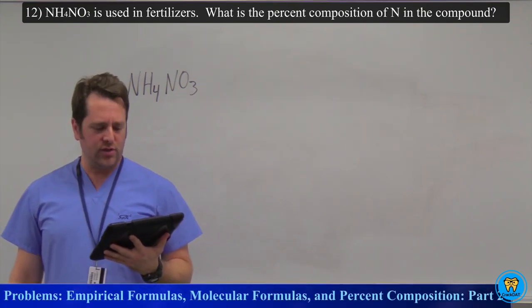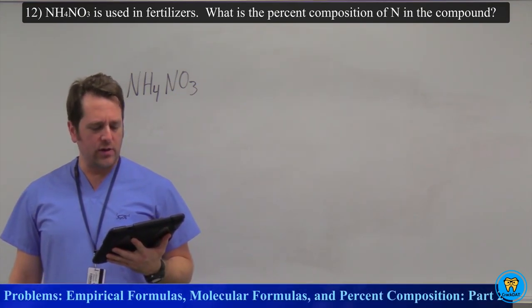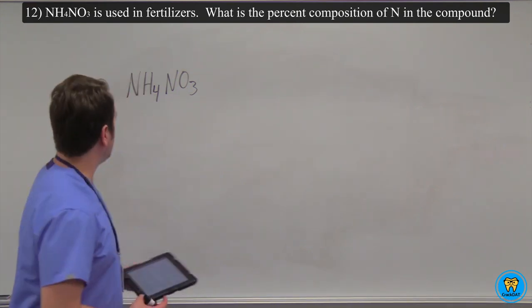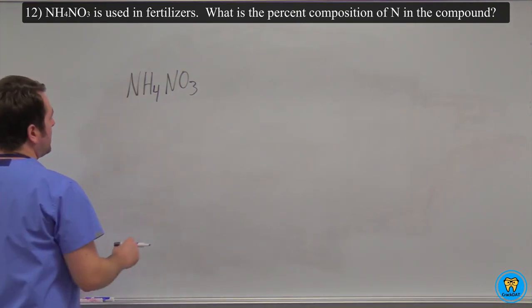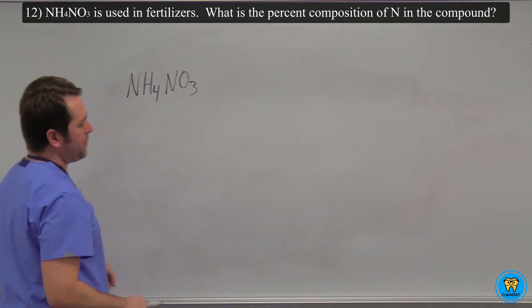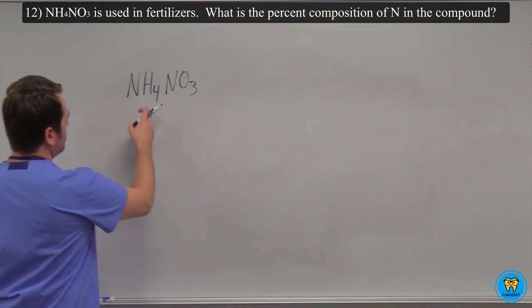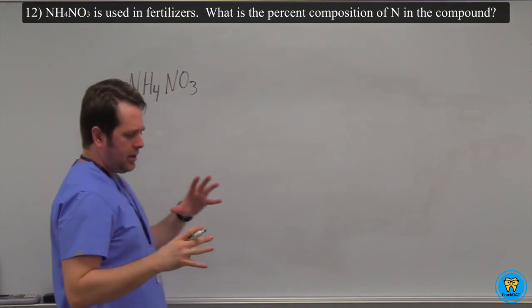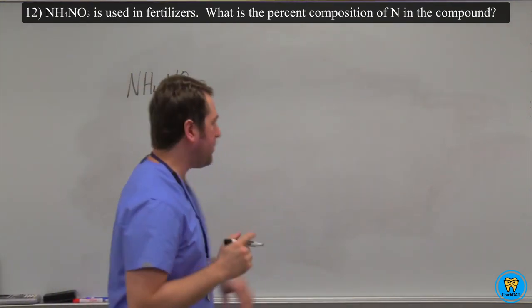Ammonium nitrate is used in fertilizers. What is the percent composition of nitrogen in the compound? So here we go. Here's our ammonium nitrate. You can see it's made up of nitrogens, obviously, hydrogens, and oxygen. So first things first, we need to calculate the molar mass of the whole compound.